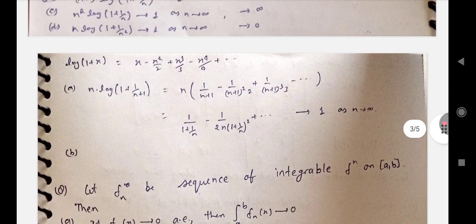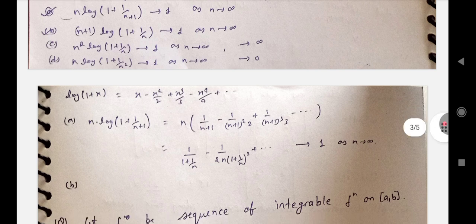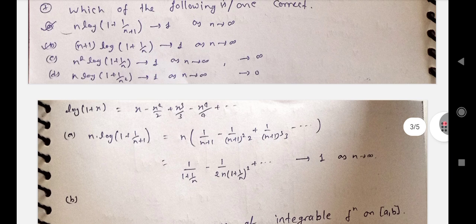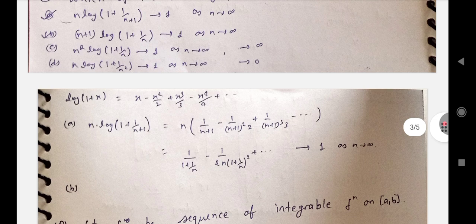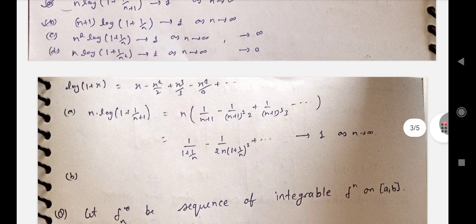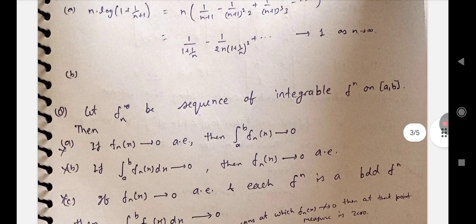Now the second option, similarly we can verify that b is also correct, but for the c and d cases this is the wrong option. The first one is going to infinity and c is going to infinity, but d is going to 0. So this is wrong.